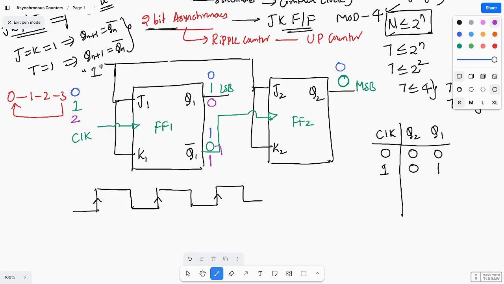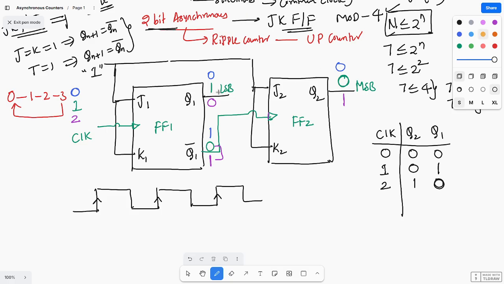So here you got 1 0 to 1 means passage of clock. It is acting as a clock, so this will trigger and change from 0 to 1. So at the second clock pulse, Q2 becomes 1 and Q1 becomes 0.